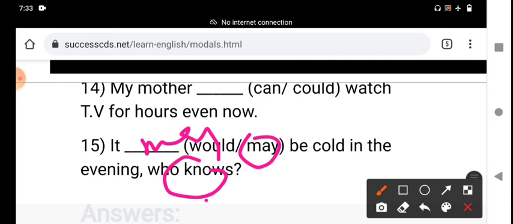Okay, my dear children, I have explained all 15 questions. Why do we select that particular answer? That is more important. Explanation is more important. If you study and have a command of modal verbs, then you are able to select the correct or appropriate answer, my dear children.